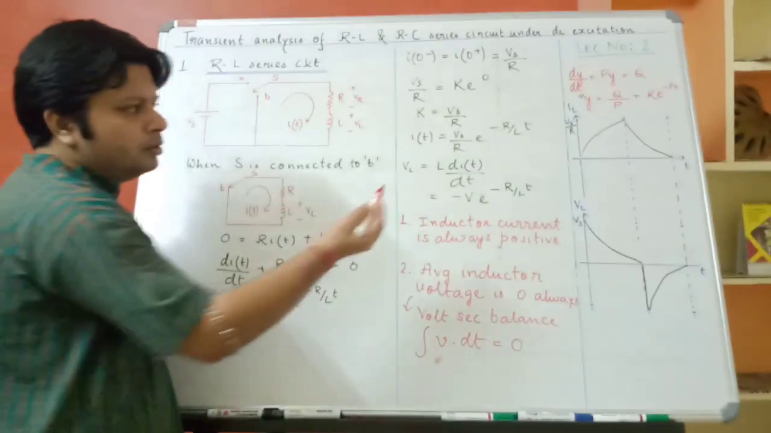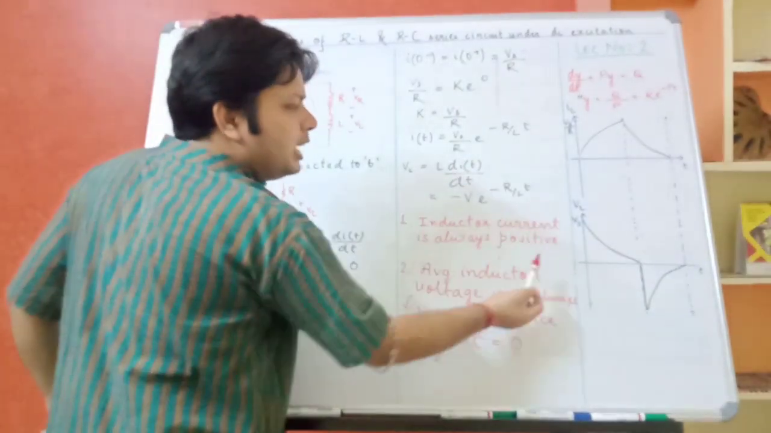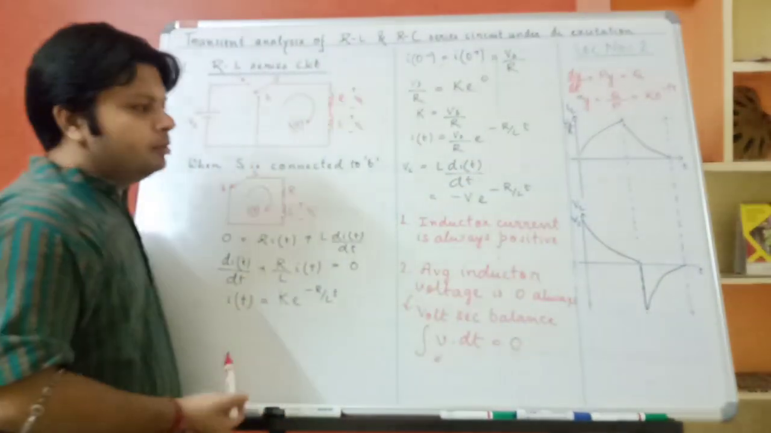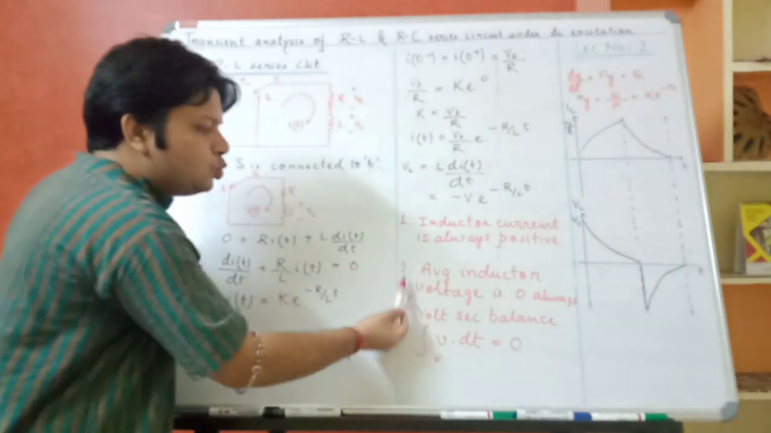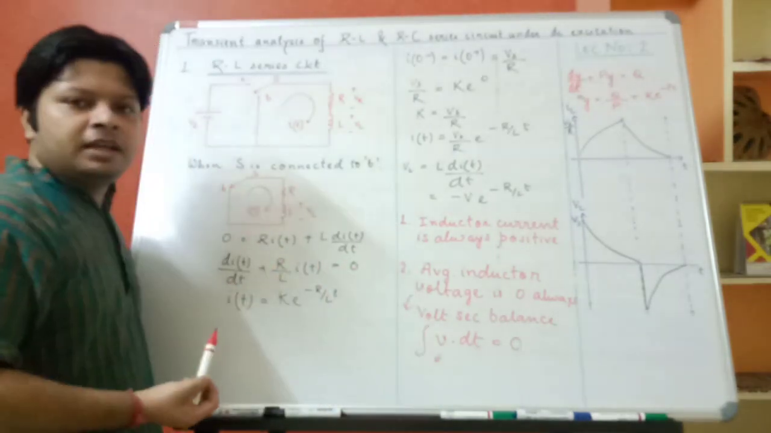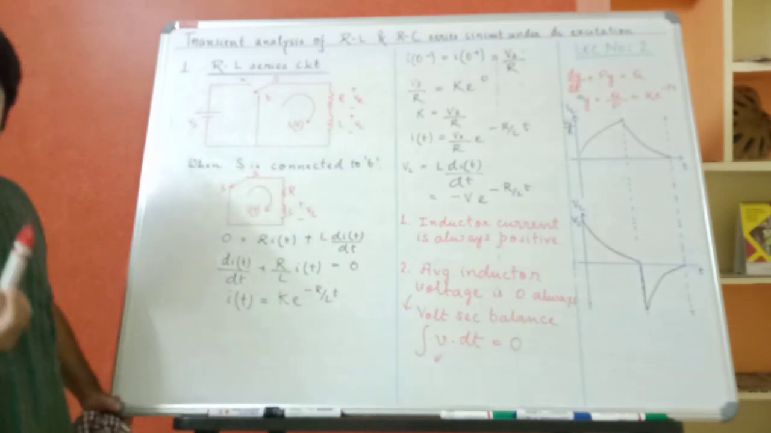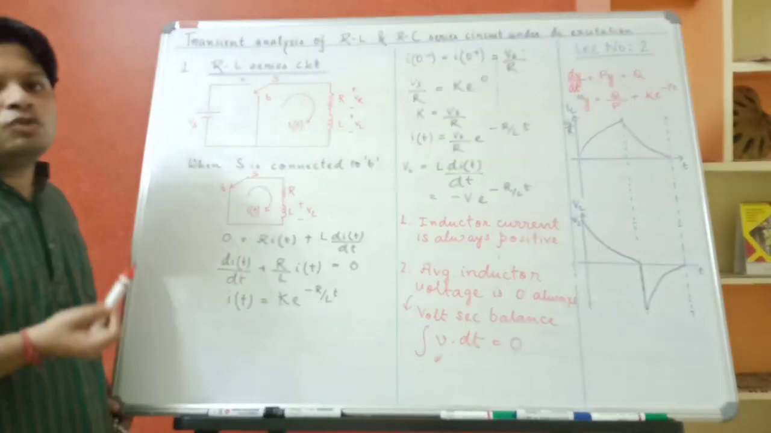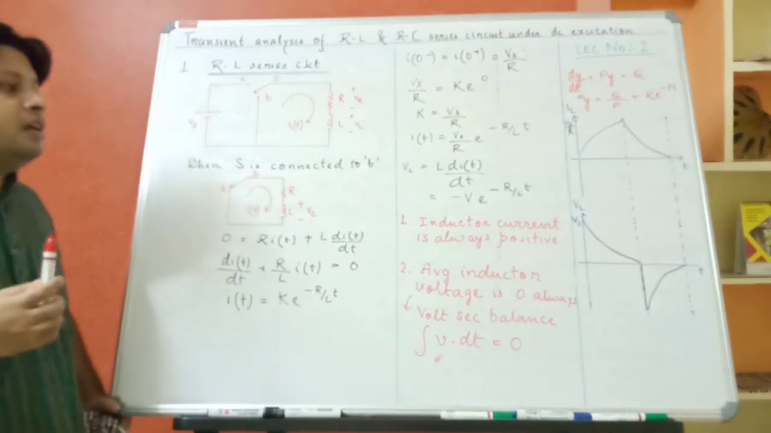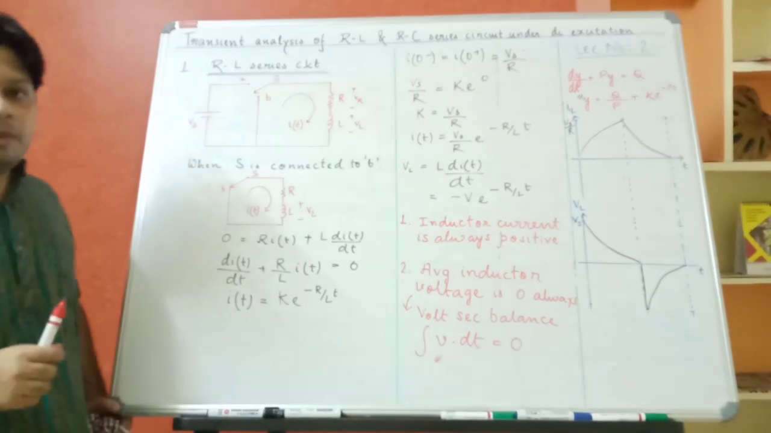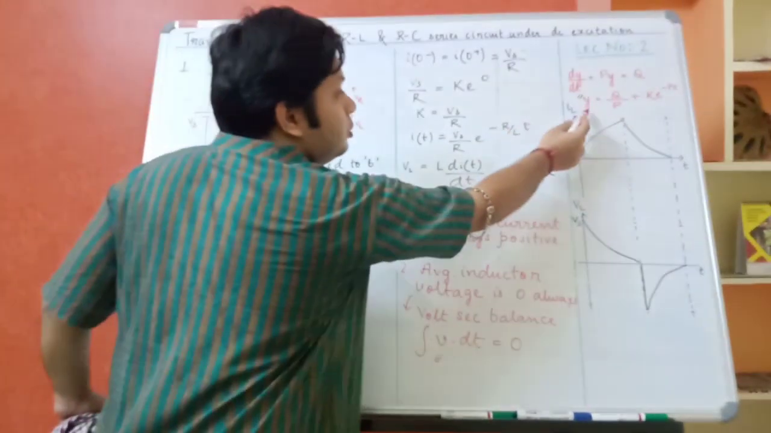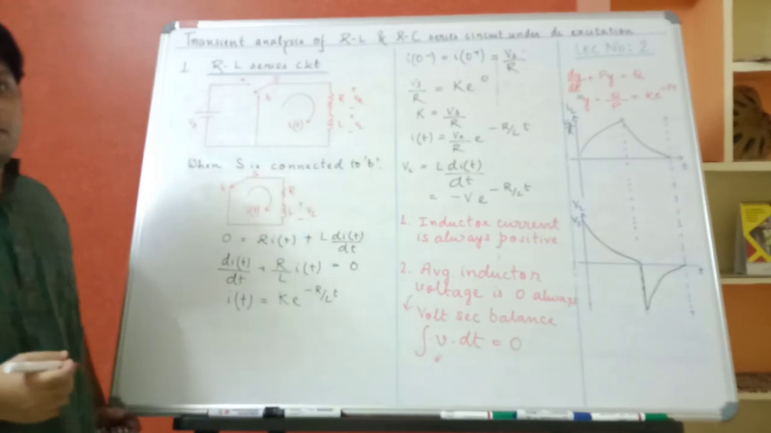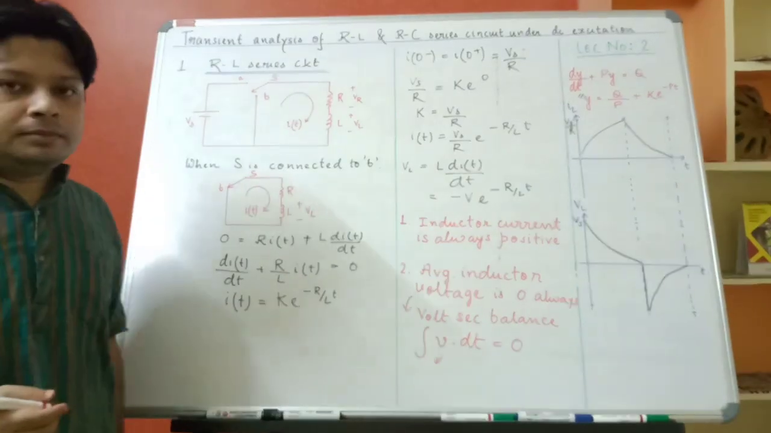So remember this: how will my IL look, how will my VL look? It will be exponential. Remember these 2 points. Remember another thing, that the inductor is a short circuit at steady state and the capacitor is an open circuit at steady state. These are very important points which you should remember. And this is also the first order differential equation formula.